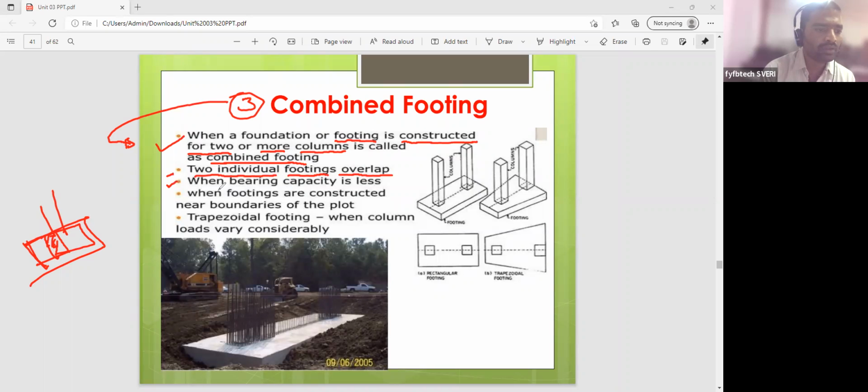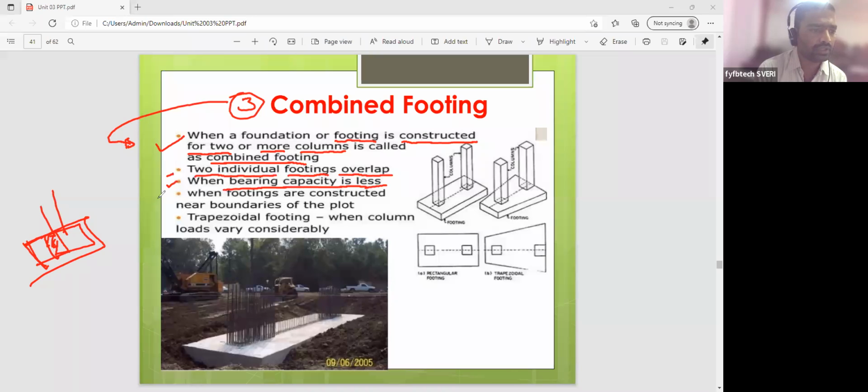Then, when the bearing capacity is less. Whose bearing capacity? Not the column, the soil's. The load carrying capacity of the soil is less, so in that case we have to provide the combined footing. When bearing capacity of soil is less, write that down.